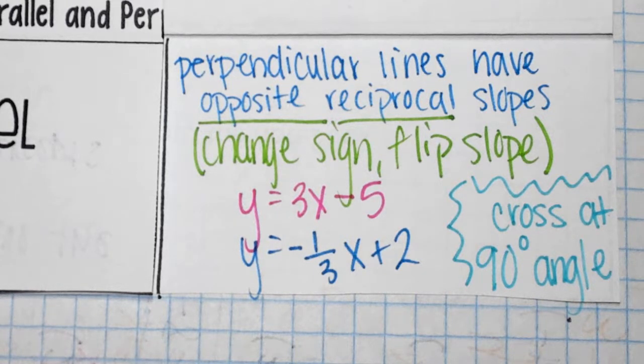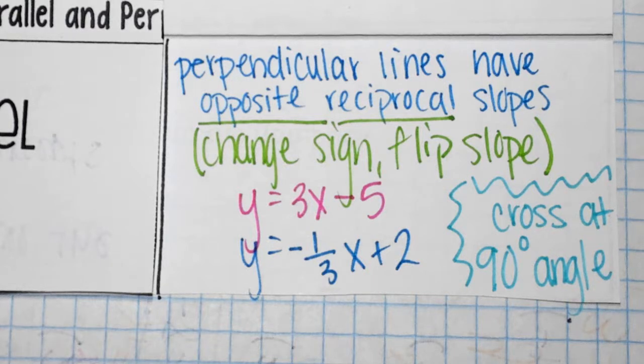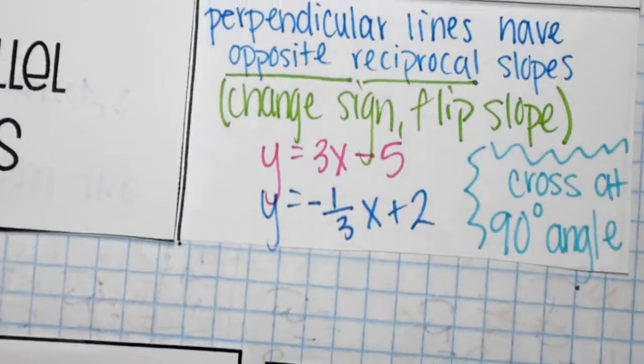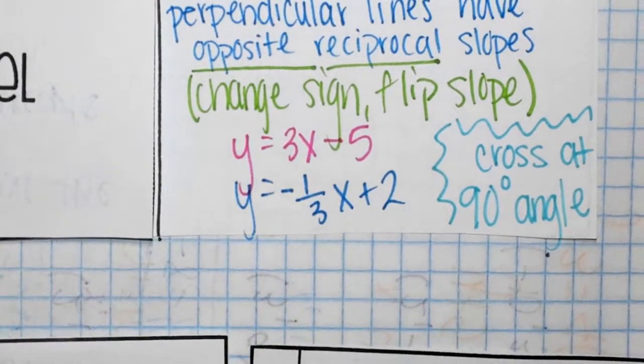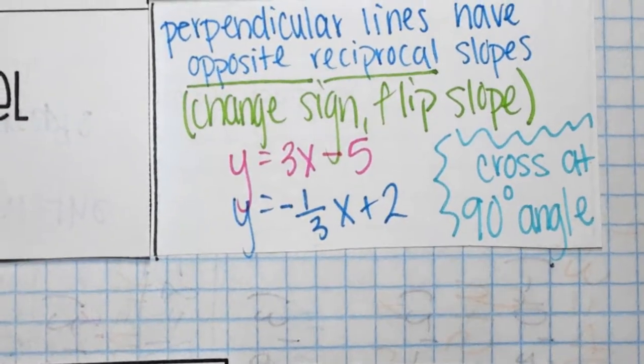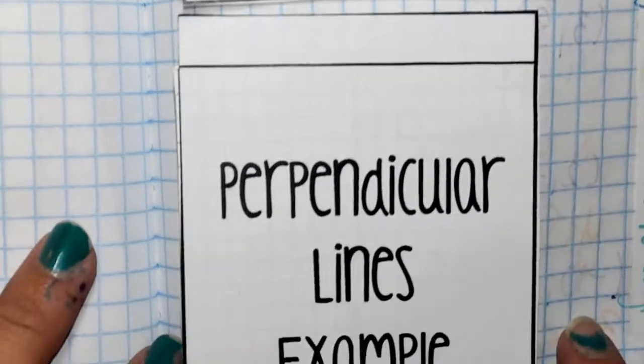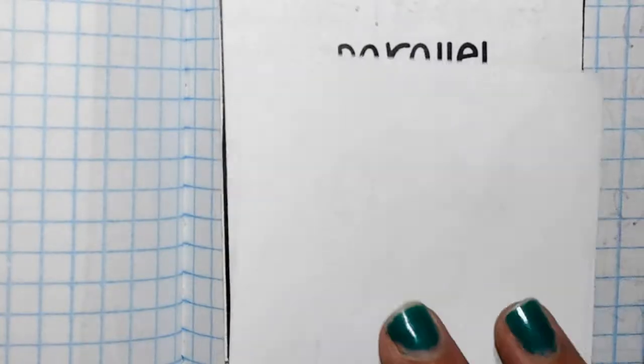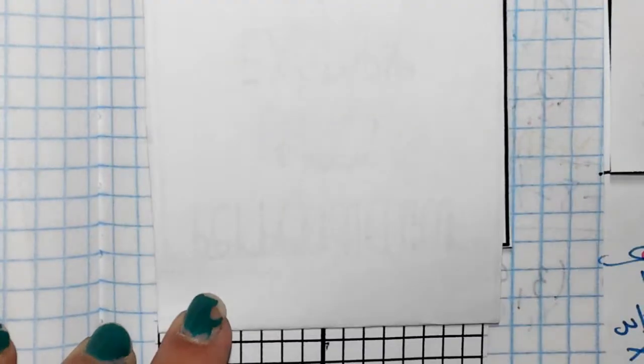I like the enthusiasm. Are we ready to do an example? What form do you think we're going to write in? Point slope form, y minus y1. Now we're going to write down here. But we're going to open it, fold it, and we're going to do our problems up here and our graphs at the bottom, okay?